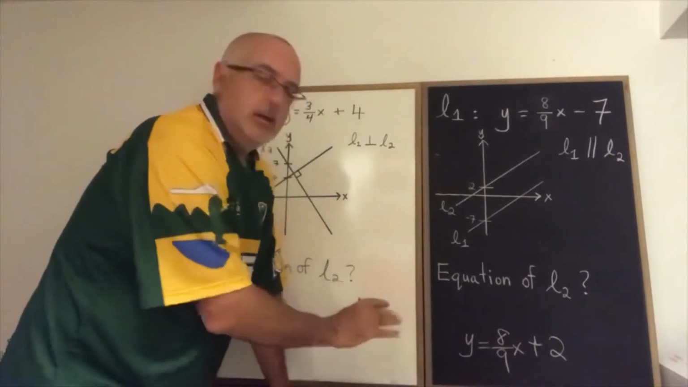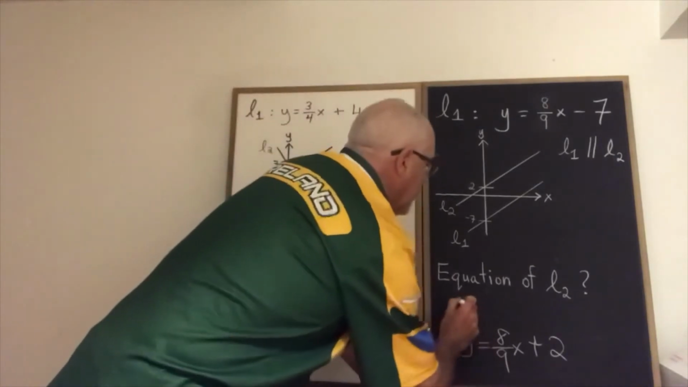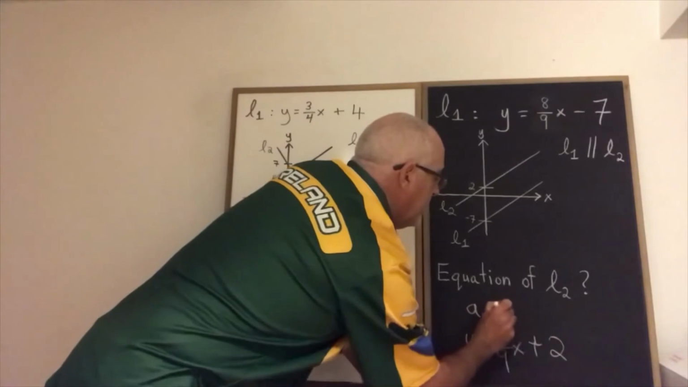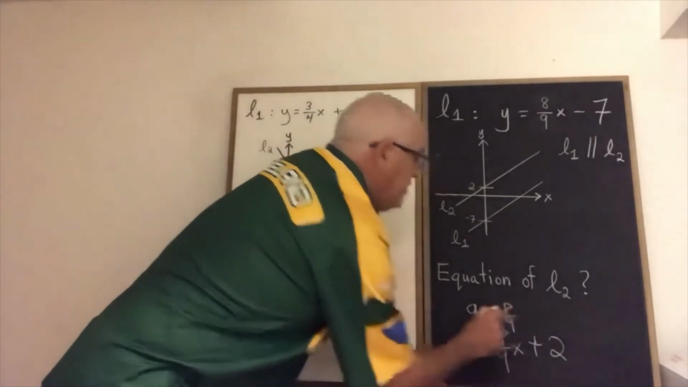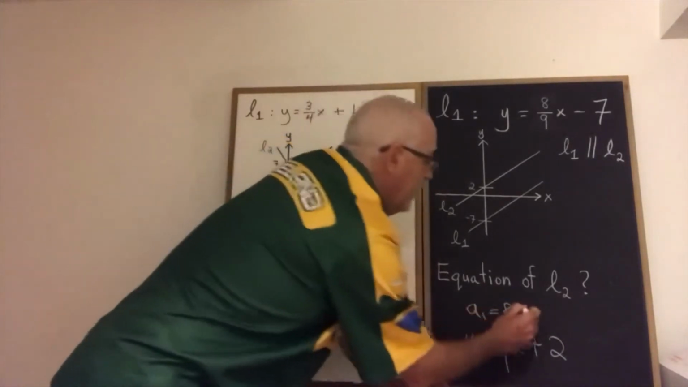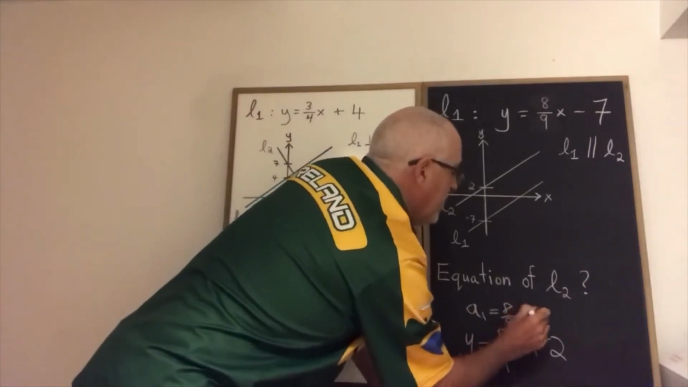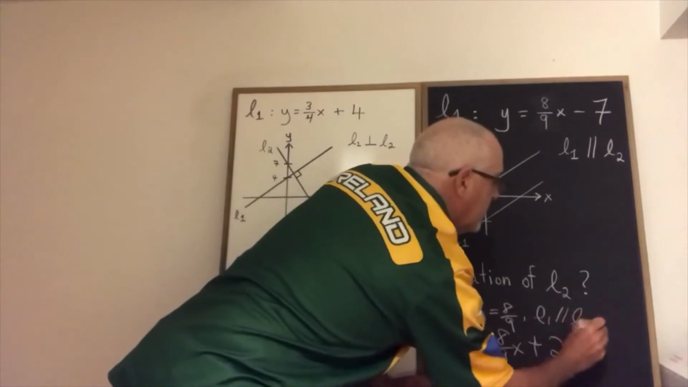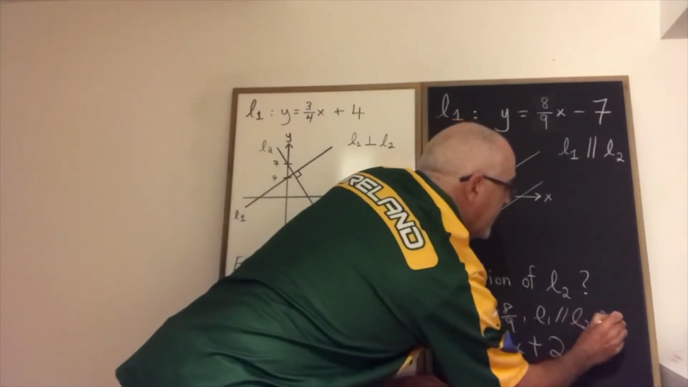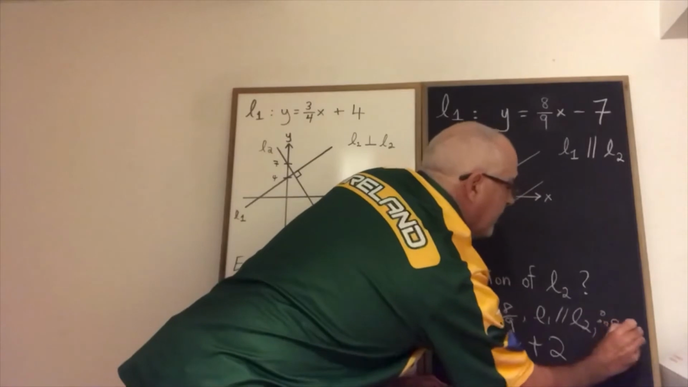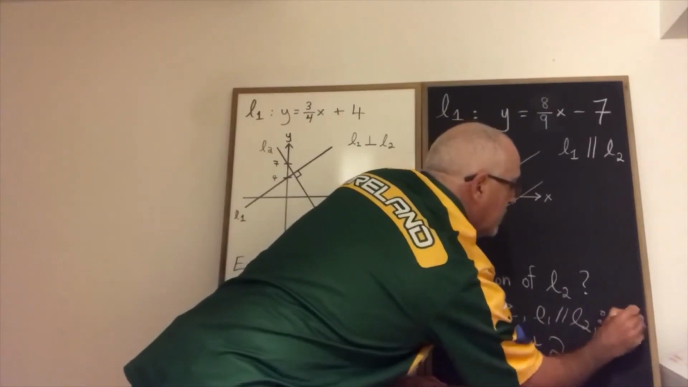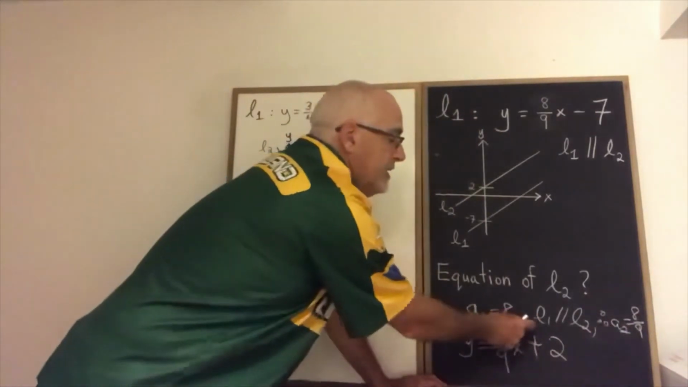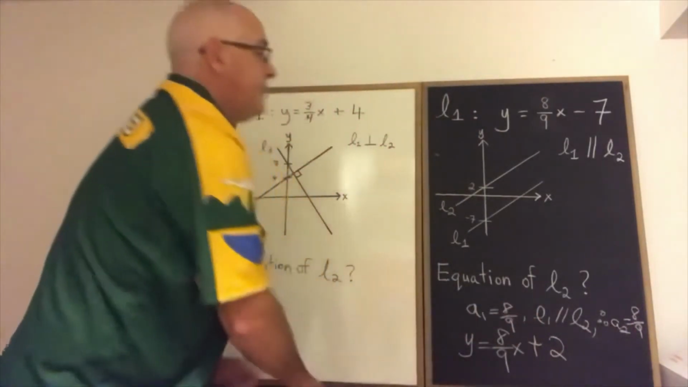So the student should justify this by saying a1 equals 8/9, meaning the slope of line 1 is equal to 8/9. Line 1 is parallel to line 2, therefore a2, the slope of line 2, is also equal to 8/9. Here is the answer, here is the justification for the answer.